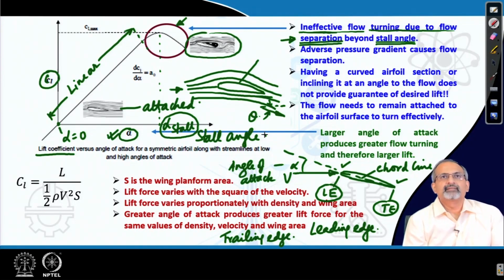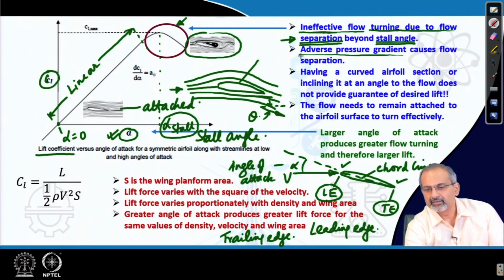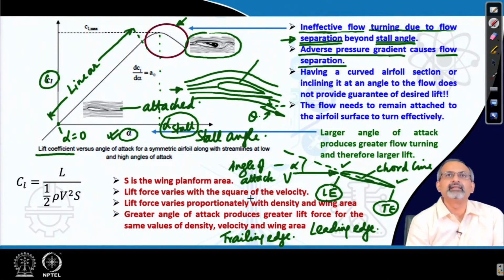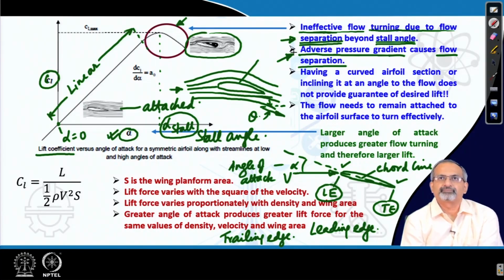Now, why does it happen? As you increase the inclination of the airfoil, which is indicated through the angle of attack, there is a so-called adverse pressure gradient created on the upper surface of the airfoil, and when the flow is not able to encounter that, it leads to flow separation. We will discuss the adverse pressure gradient concepts further later on.